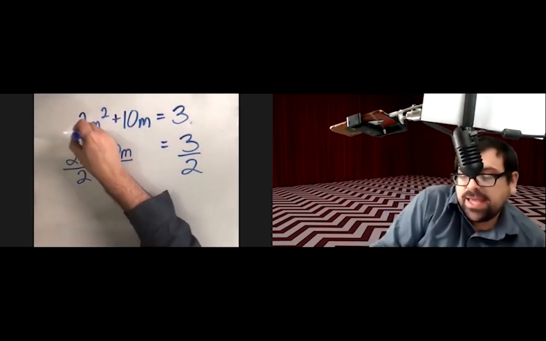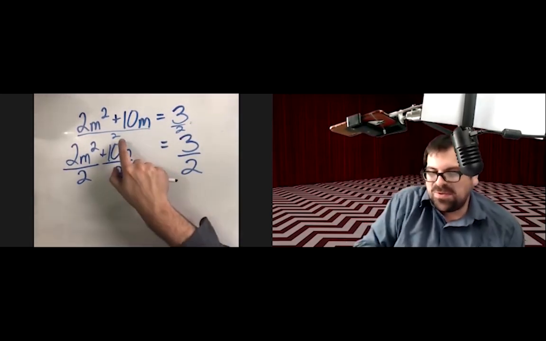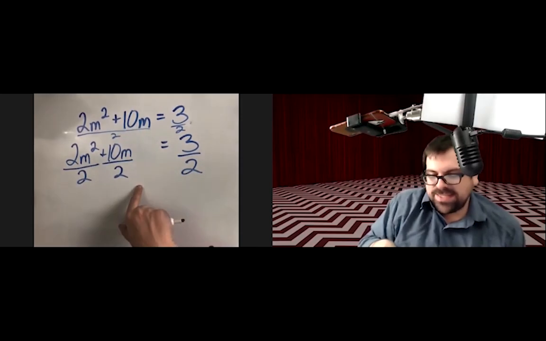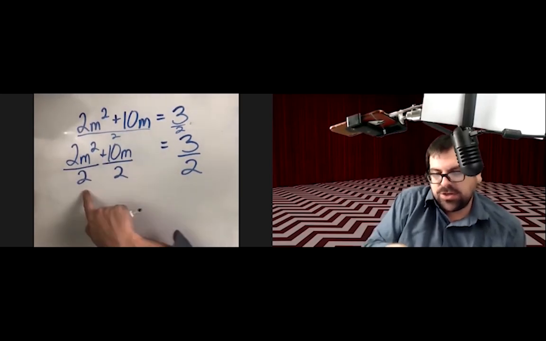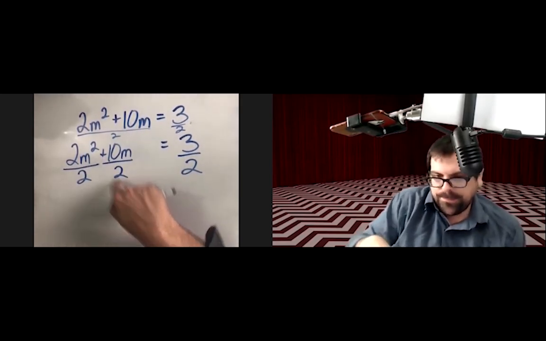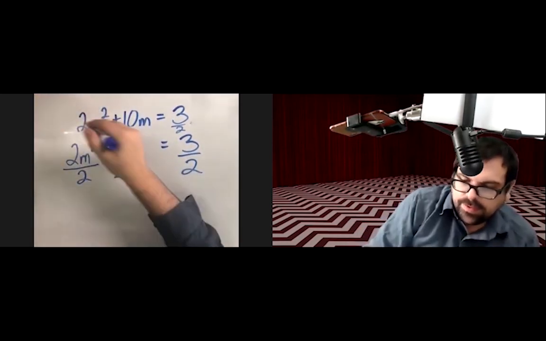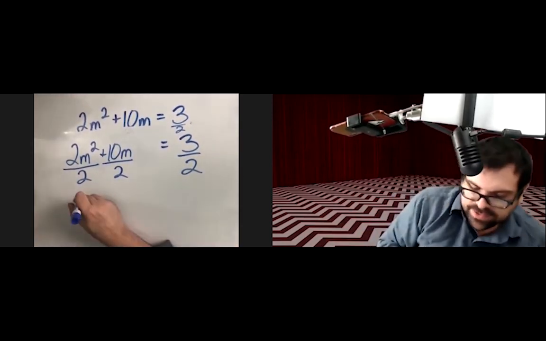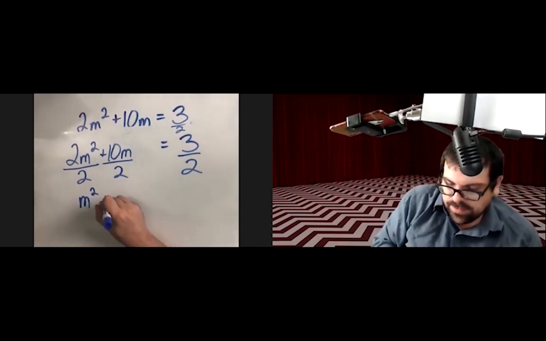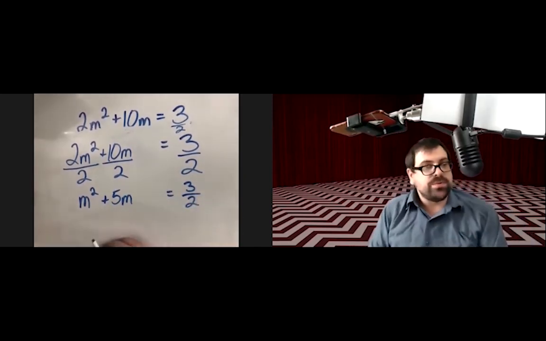I would have just said, let's divide both sides by 2, but I don't want you to think that nothing happens to the 10. I want to express that dividing a whole side by 2 means dividing each term by 2. And what does this give us? This gives us m squared plus 5m equals 3 over 2, which is 3/2.